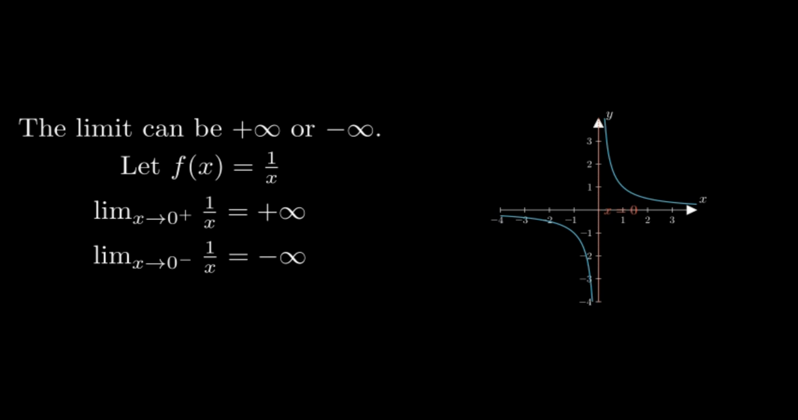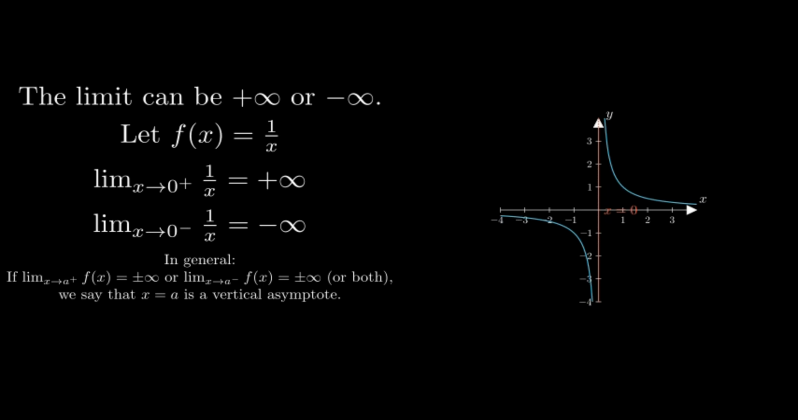But these infinite limits tell us something very important about the graph. In general, if the limit of a function as x approaches a number a from the left or the right is positive or negative infinity, we say that the vertical line x equals a is a vertical asymptote of the graph. It's a vertical line that the graph gets infinitely close to but never touches. So for our function f of x equals 1 over x, the line x equals 0, which is the y-axis, is a vertical asymptote. This is the formal justification for the asymptote we see on the graph.